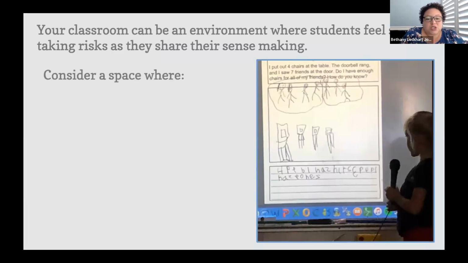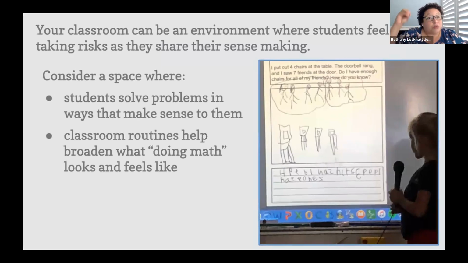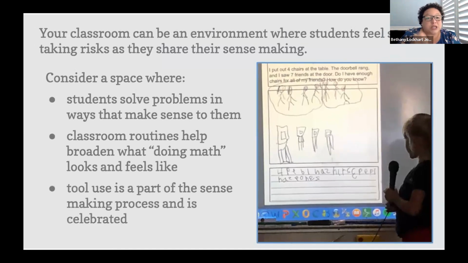I want a space where students solve problems in ways that make sense to them. Classroom routines help broaden what doing math looks and feels like. Some of the routines I'll share might not feel like we're doing math, but you are. And especially where tool use is a part of the sense-making process and where tool use is celebrated.